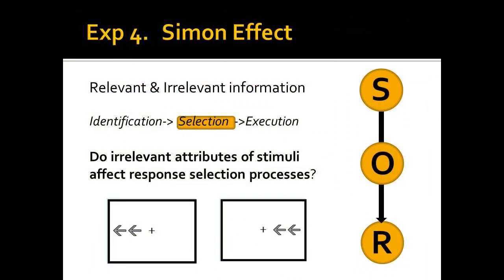This task belongs to the family of conflict paradigms in which irrelevant information relating to the stimulus still influences the accuracy and speed of your response. Now, before continuing, we should go over the different stages of responding to a stimulus. You must first identify a stimulus, then select the appropriate response, and finally actually implement your response. Now, as you may have guessed, the Simon effect is the effect that irrelevant information has during the response selection stage.